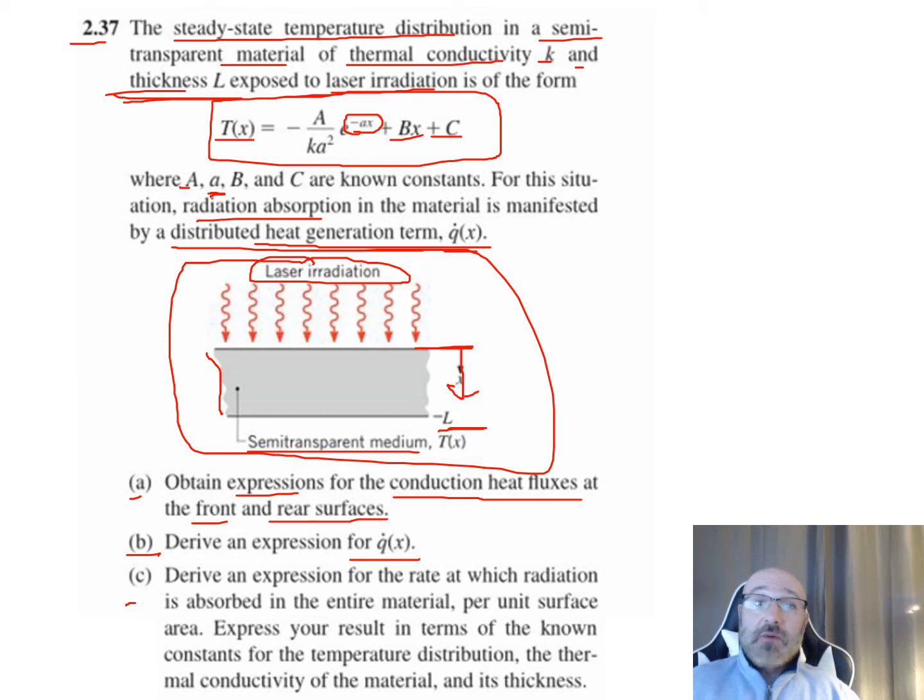In part C, we need to derive an expression for the rate at which radiation is absorbed by the entire material per unit surface area. We're given a lot of things as constants, so they want us to express our results in terms of these known constants, not only A, lowercase a, b, and c, but also our thermal conductivity K and thickness L. So our answer will be in terms of all of those constant values.